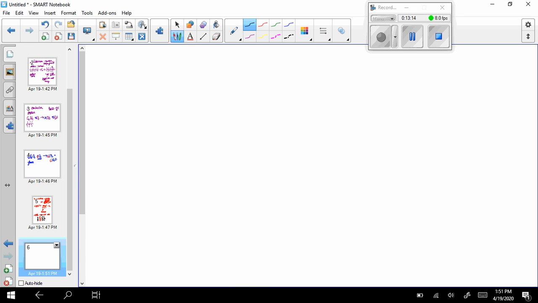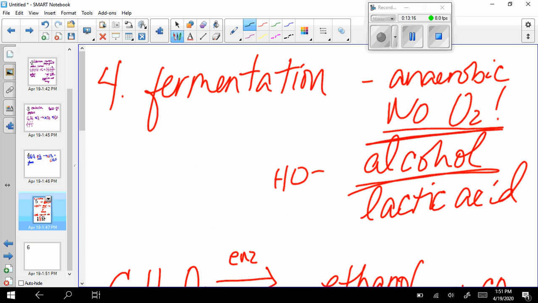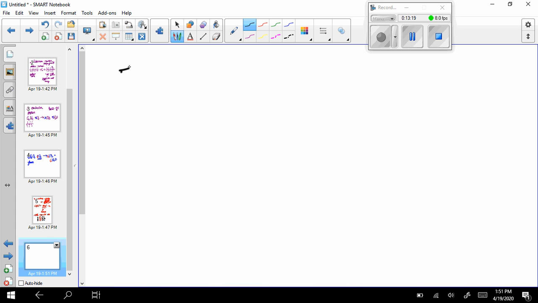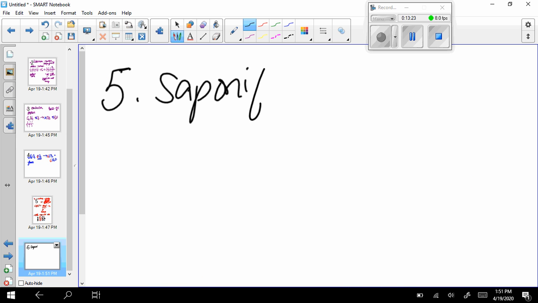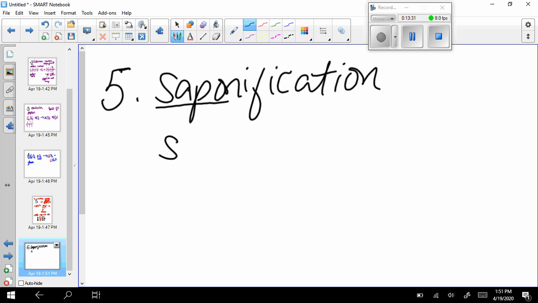All right, my next reaction type, so that was number 4. So number 5, saponification. Weird word, I know, but I want you to look at these 4 letters, and if you rearrange them, it spells soap. So saponification is making soap.